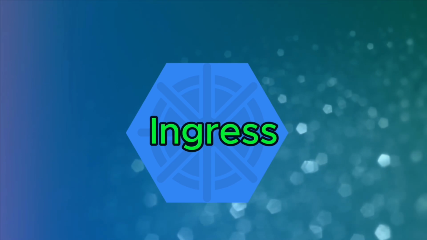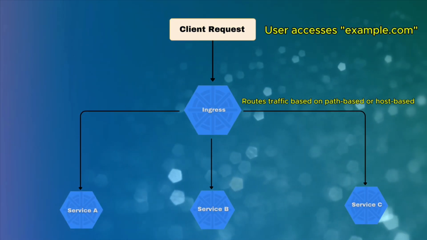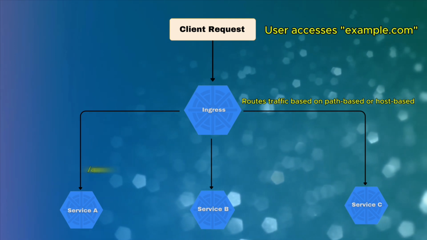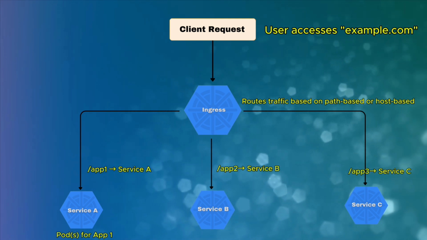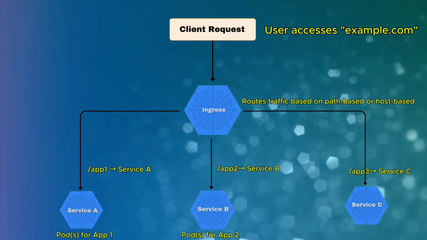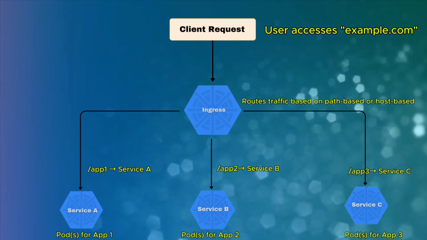Ingress in Kubernetes is a resource that manages external web traffic and routes it to a specific service within the Kubernetes cluster. It acts as a traffic controller, routing web traffic to the correct service based on defined rules.